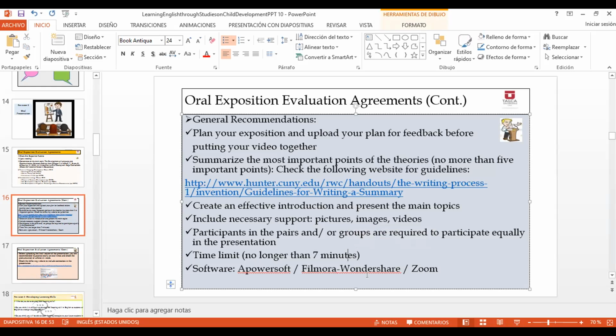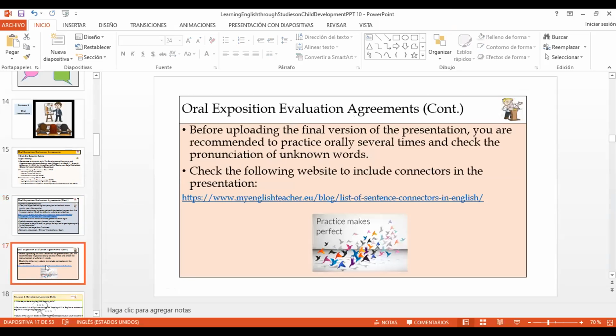And the software that you can use, but you know about this. This is not mandatory, Alba. You already did this. Is there any other agreement we need to add here that we didn't mention before? Do you think everything is considered? Camila, do you? Just to be sure we are on the same page.